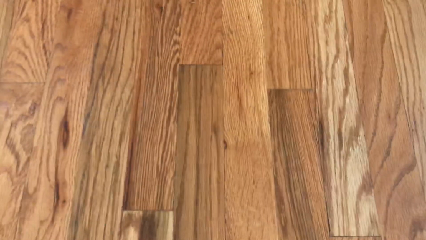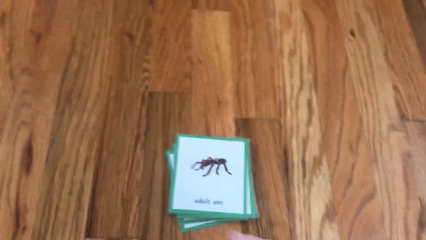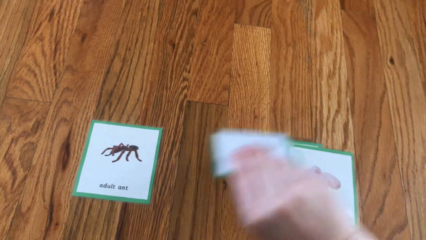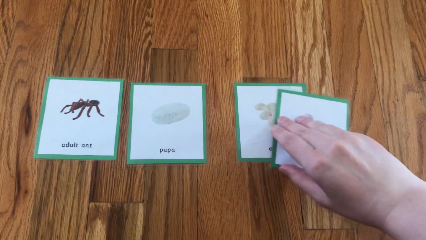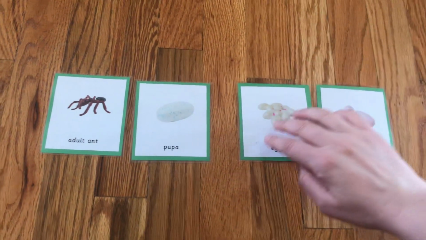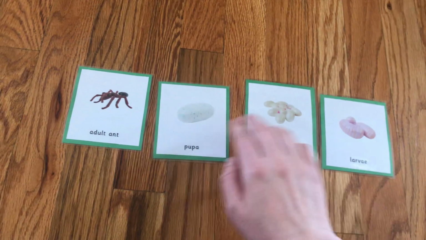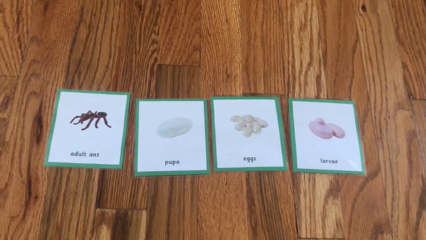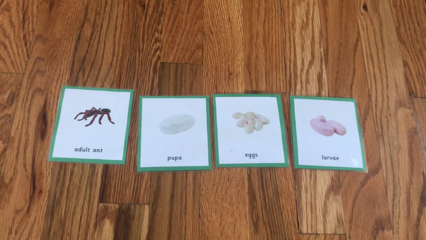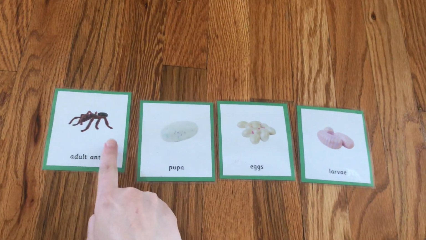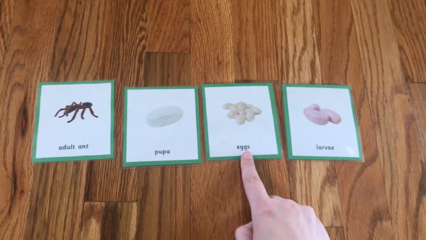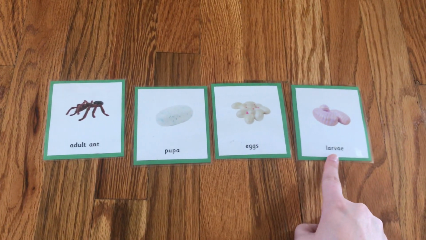Let's see what we have next. Switching hands here. Looks like the life cycle of an ant. It's got a green card here. Well, this looks tricky, but I think this is definitely last. It says adult ant, pupa, eggs, larva.